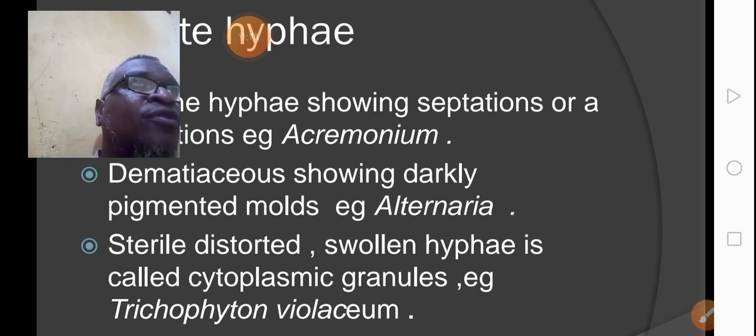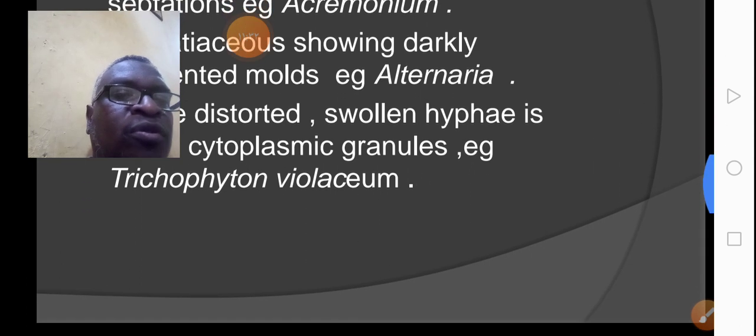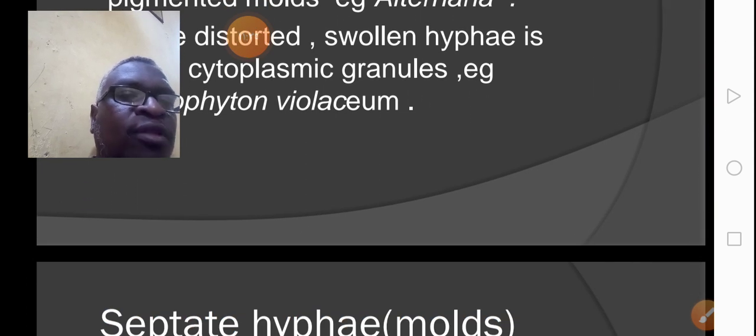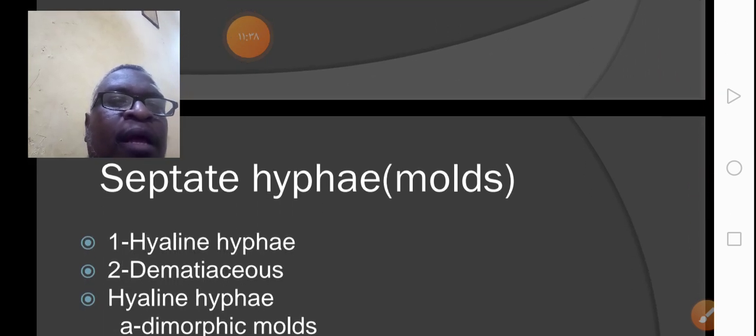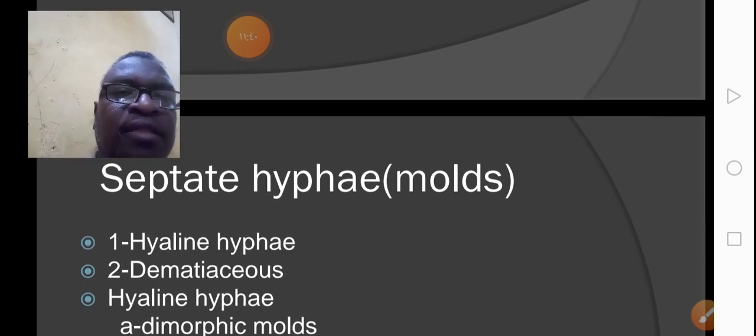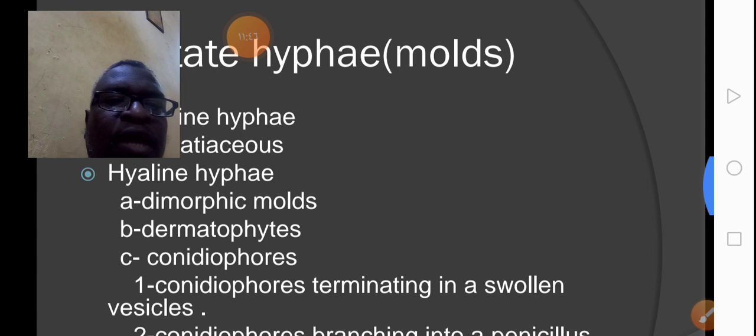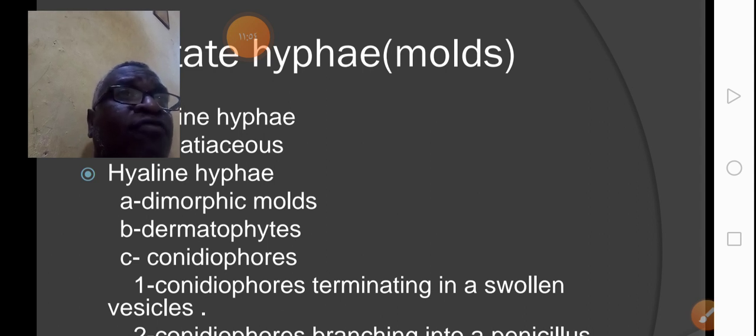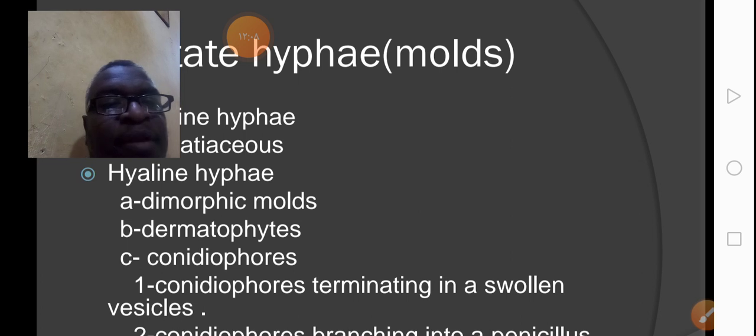These occur in different types of fungi and are responsible for many pathogenic effects, because sometimes the hyphae have a role as a pathogen. We have septate hyphae molds, as we said, depending on their color. Hyaline hyphae and dematiaceous. Hyaline hyphae include dimorphic molds, including dermatophytes, which are dimorphic, which are very fatal fungi and very pathogenic to humans, without needing any predisposing factor to cause part of the disease. We have dermatophytes, and this part is very essential and leads to many diseases.